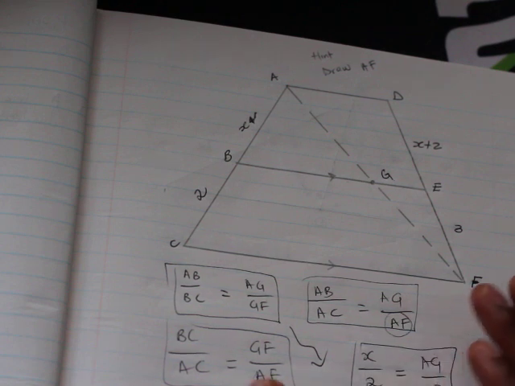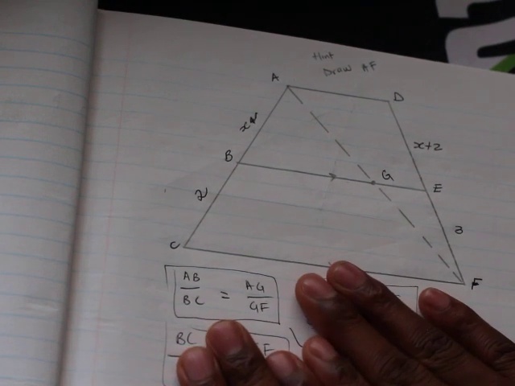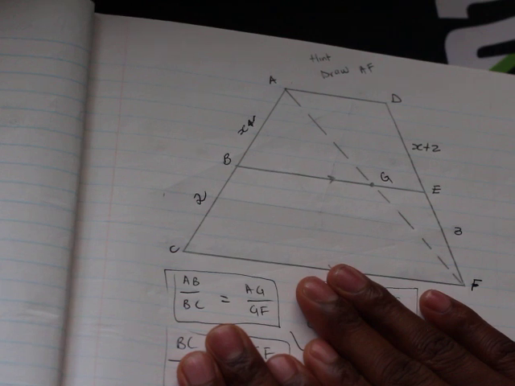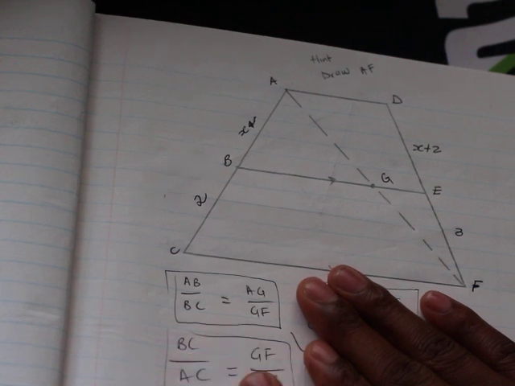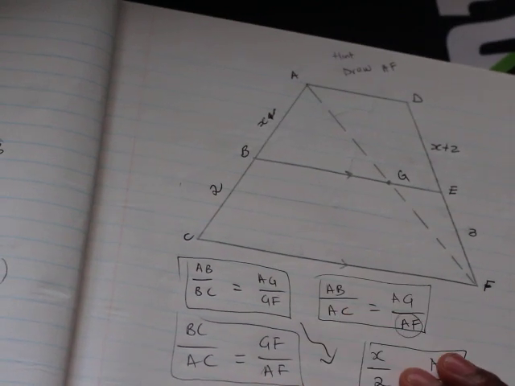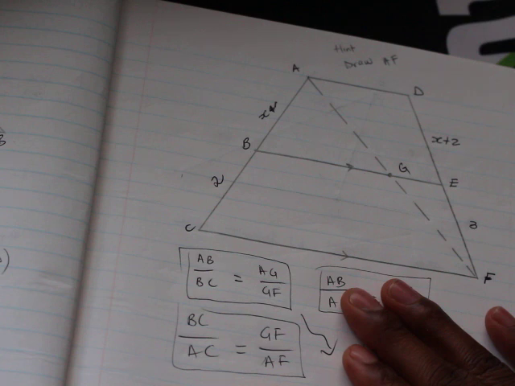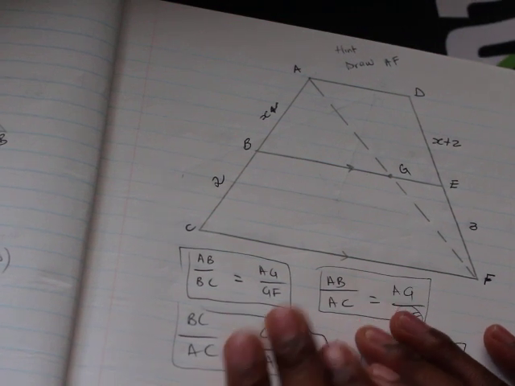The thing that I want you guys to notice is that so far we've just been talking about the traditional proportional intercept theorem. So in other words, AB over BC is equal to AG over GF, right? That's a traditional one. But sometimes the question comes a little bit different, so your knowledge of this becomes very important.